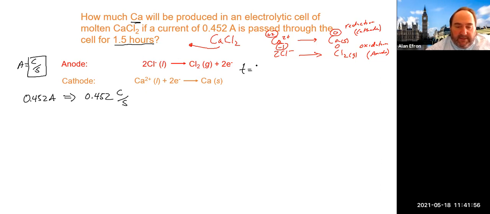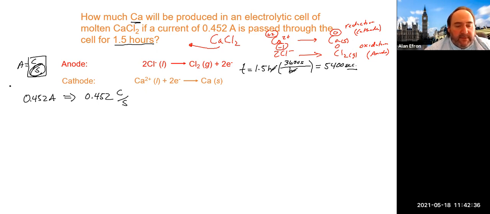Our time here is 1.5 hours, but the units from our amperage are in seconds, and this is hours. So again, like normal, we just want to make sure that everything in terms of units is okay. So we're going to convert that into seconds, and I believe there's 3,600 seconds in an hour. Those will cancel, and that will get us, I think, 5,400 seconds, if I'm not mistaken. Really the reason why we need this in seconds is for this part, so that everything cancels out.